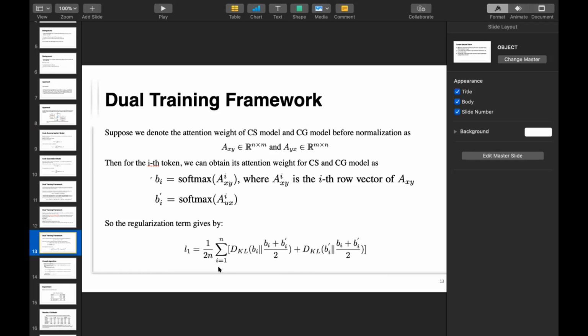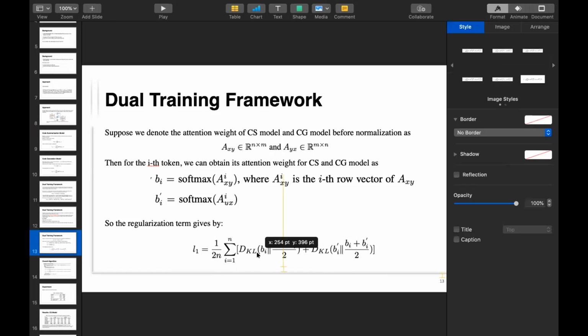Here the DKL means the KL divergence, which measures the difference between two probability distributions. And here it means that it wants to minimize the difference between BI, which is the attention weight distribution of the CS model, and BI prime.